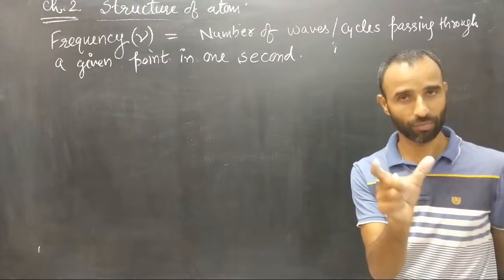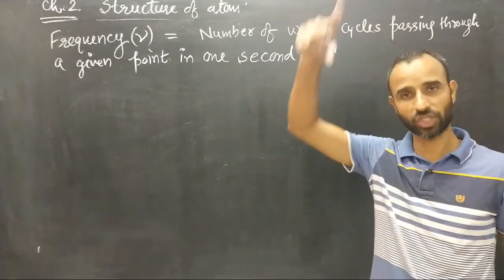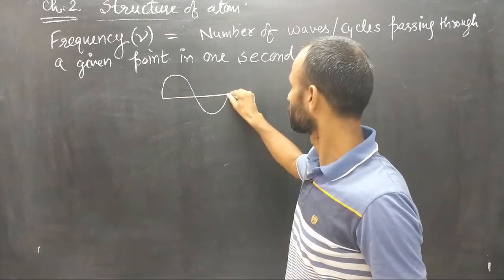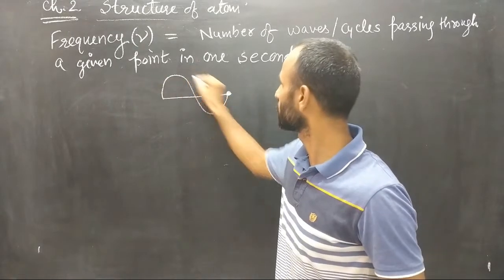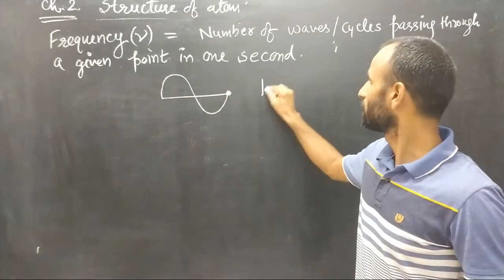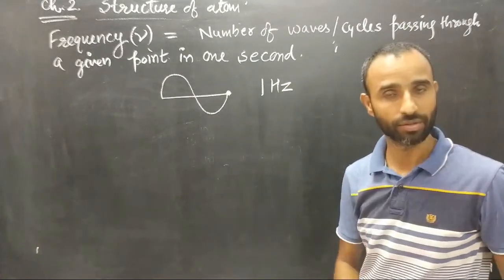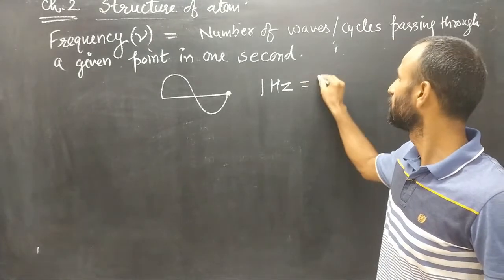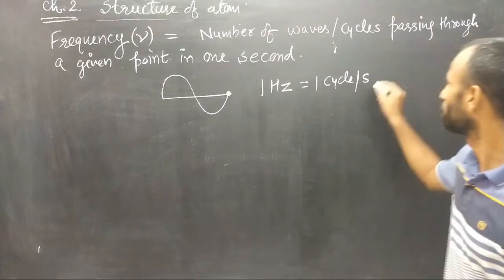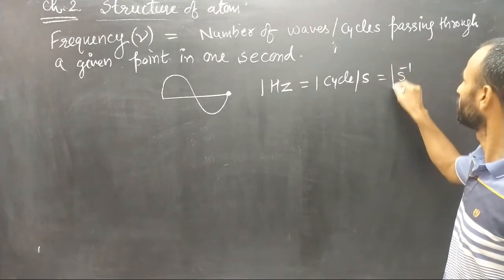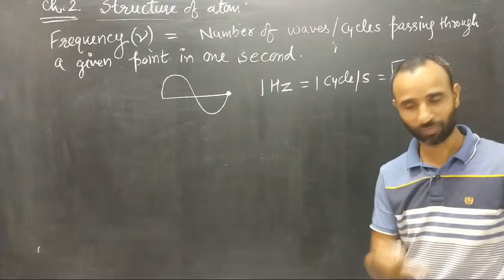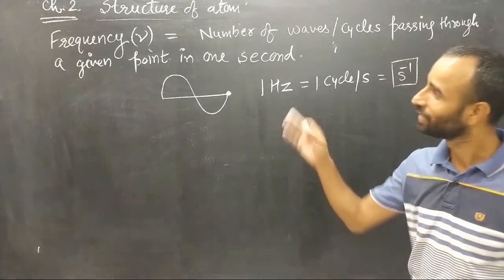Number of waves or cycles. Cycle means one wave, one complete cycle means one crest, one trough. Okay, this is a complete cycle. So the number of cycles passing through a given point in 1 second is called frequency, and it is measured in hertz. Unit is hertz. 1 hertz is 1 cycle per second, or simply we write it as per second. Megahertz, gigahertz, that you know all. You must have heard it on the radio. Okay, that is called frequency.